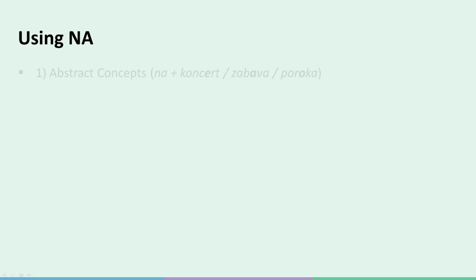Use na with abstract concepts. If you're not sure, but you know you have to decide between the two and it's somewhat abstract, go for na. Things like social events and other abstract things take na. Concert, party, and wedding all take na, for example.